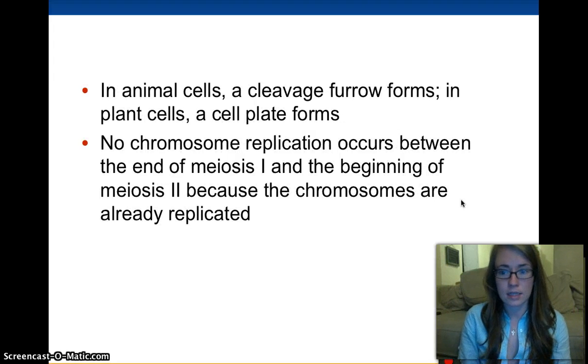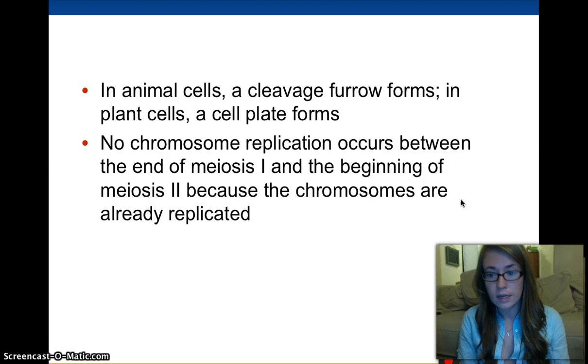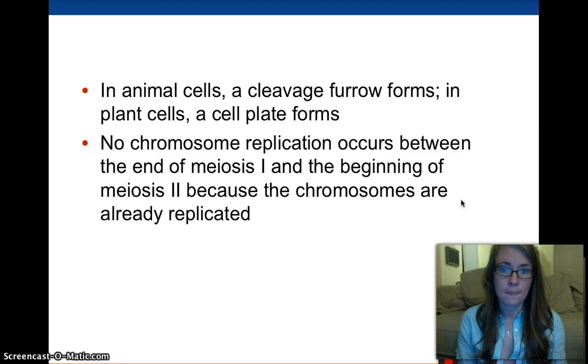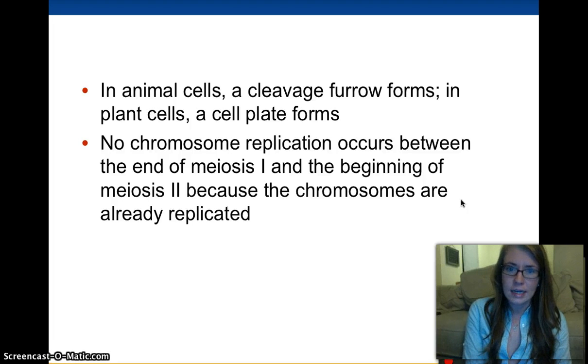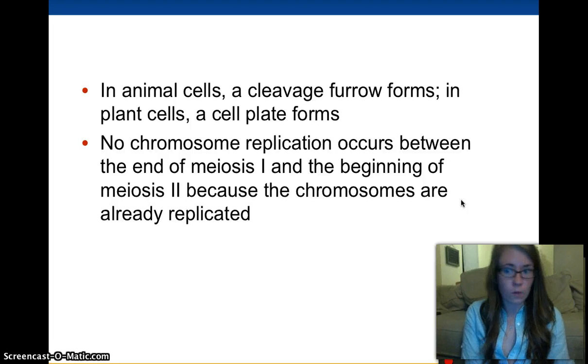Same thing as mitosis. In animal cells, we have a cleavage furrow. In plant cells, a cell plate forms. Then the cell goes into a brief pause phase, kind of like a second interphase, but we don't replicate the chromosomes again because we don't want to do that. The purpose here is to divide them.